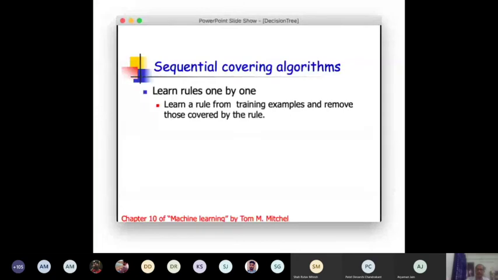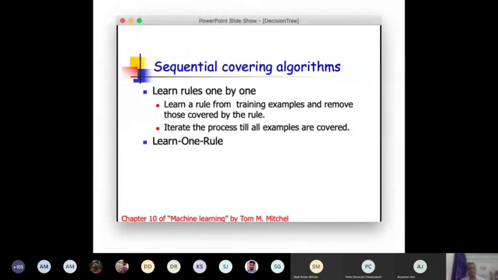And then I will remove those training examples. Again, from the rest of the training examples, I will look for another rule which will best fit that. So the union of all such rules will give me the final set of rules. So this is the kind of strategy when you are considering these sequential covering algorithms. And there is a particular algorithm which is called learn one rule. So that is the essence.